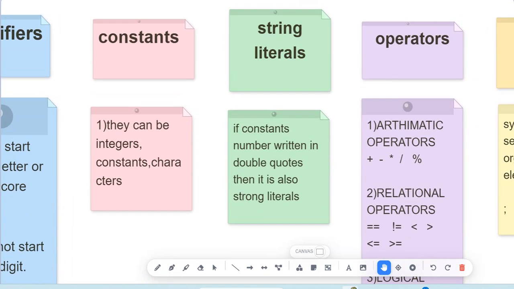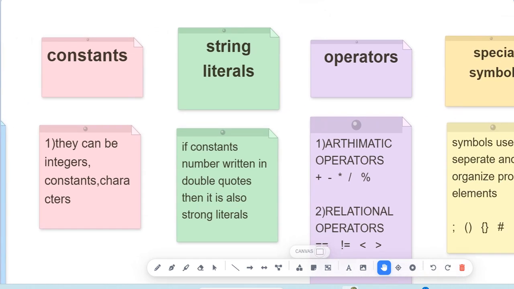Constants, which can't be changed, those are fixed. Either it can be integer, or sorry, here integers and decimals, not constants. There is a printing mistake. Here integers and decimals, not the constants. Next, coming to string literals that are being written in between the two double quotes. If we write the constant in between the two double quotes, then also it is considered as the string literals only.